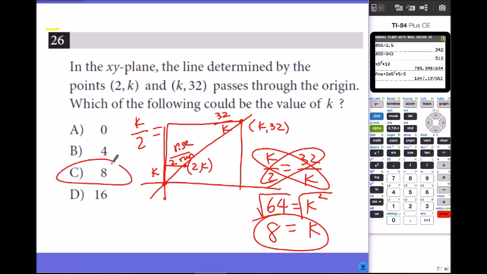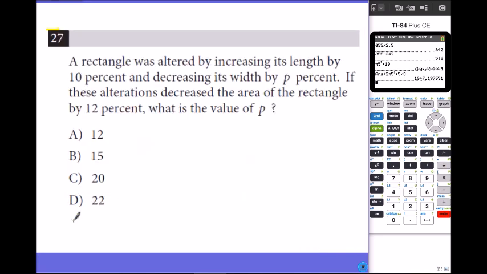Yeah, there will be lots of questions with slope. So make sure you know how to find the slope of a line when they give you 2 points, or you know what slope means in y equals mx plus b.